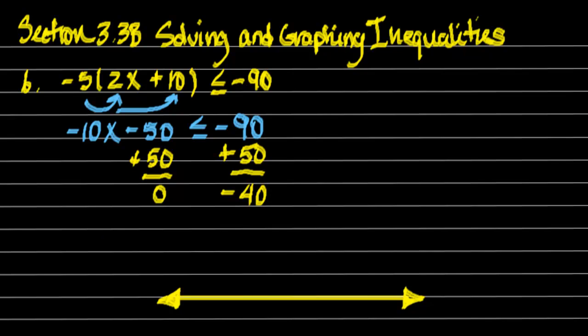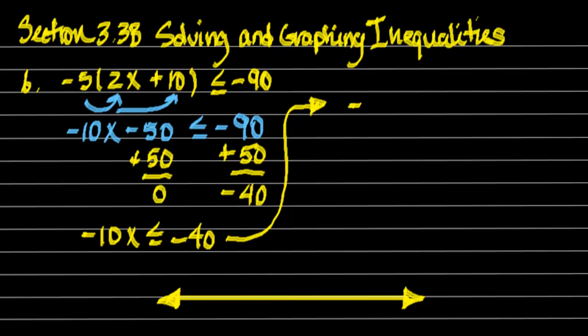So our inequality now is a negative 10x is less than or equal to a negative 40. Now you can see right over here that I have a negative number in front of the x. And so anytime you have a negative number in front of your x with an inequality, you're going to end up dividing by a negative number. And anytime you divide by a negative number, once you get your final statement, you have to switch the direction of this. So let's go ahead and do that, and we'll finish this problem right now.